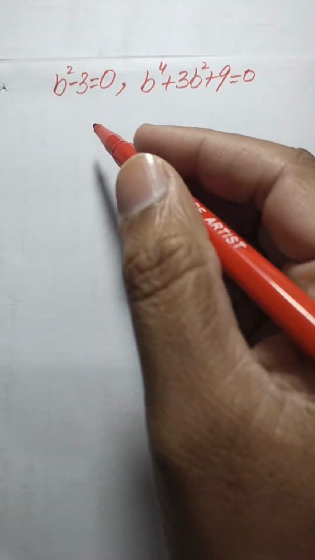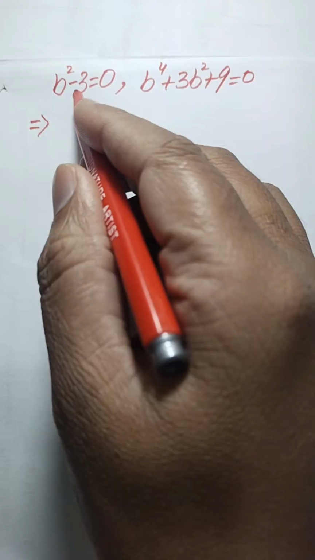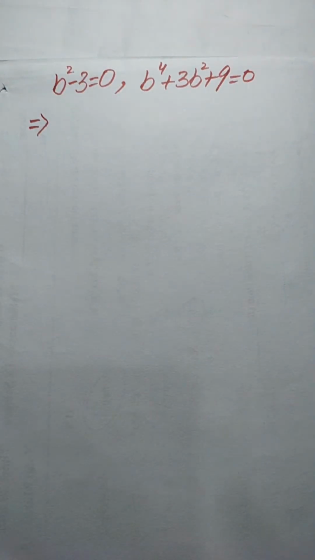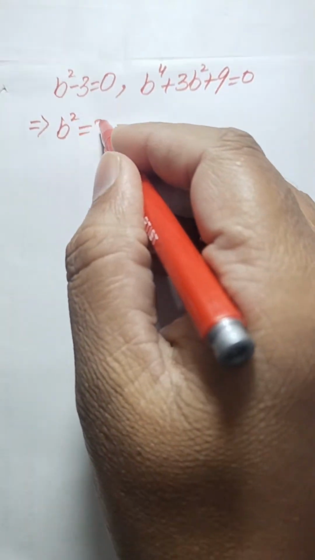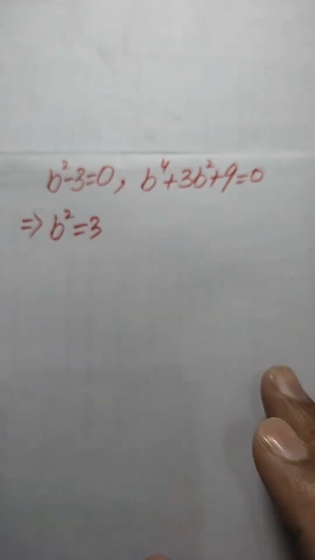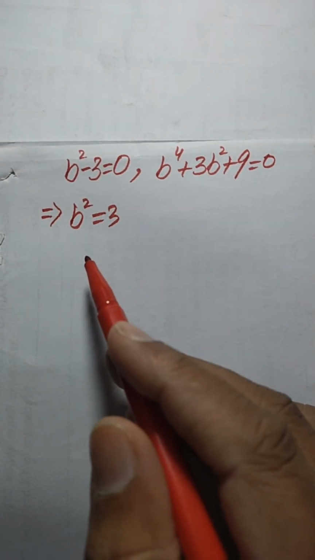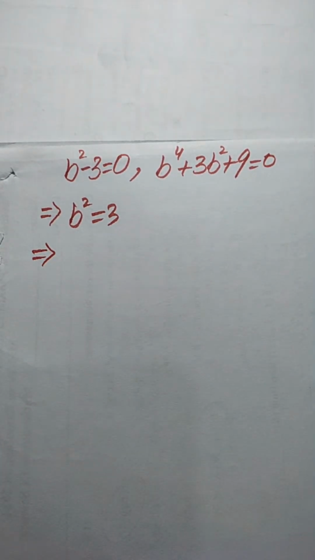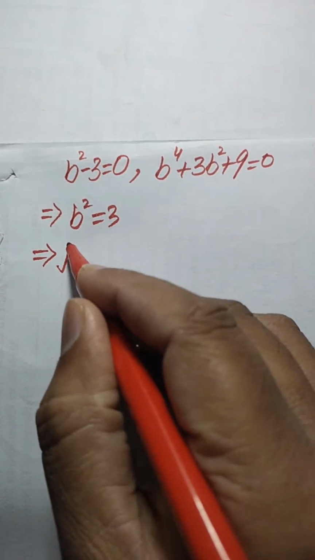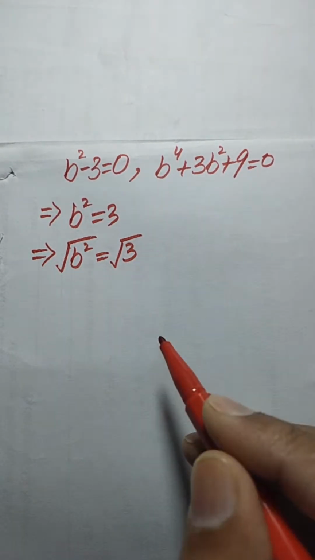In this case, we easily get the value of b. For this we move this minus 3 to the right hand side, and it becomes b square equals 3. In order to find the value of b, we need to take a square root on both of the sides, so b square equals square root of 3.